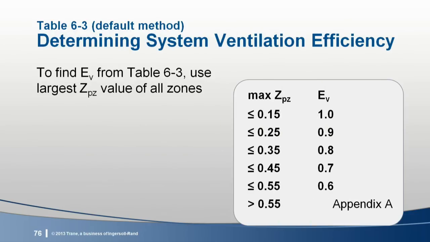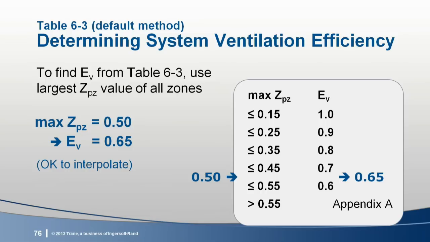Here's an excerpt from Table 6-3. It lists the default values for system ventilation efficiency based on the largest zone outdoor air fraction, Z sub PZ. For our 3-zone example, recall that the largest zone fraction was 0.5. By interpolating in this table, we find system ventilation efficiency to be 0.65.